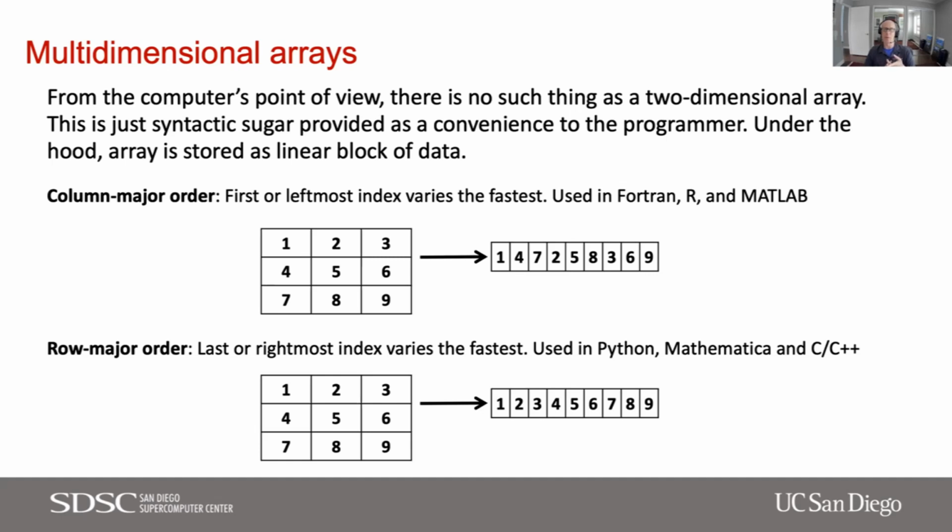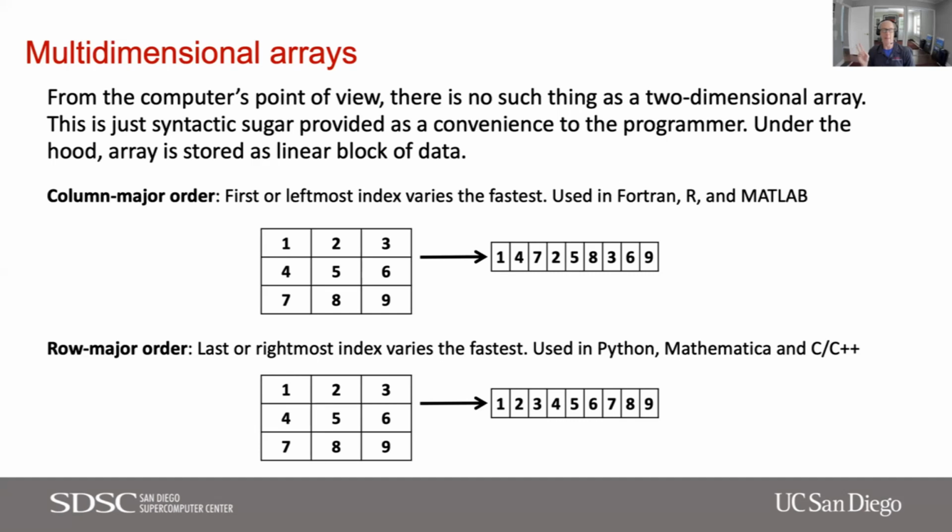Column major order is what you're going to see with Fortran, R, and MATLAB. So if I have this multidimensional array, the first or the leftmost index is going to vary the fastest. If I have this 2D array, I'm going to be going down the columns. So when this is laid out as a 1D structure in memory, it's going to be 147, 258, 369.